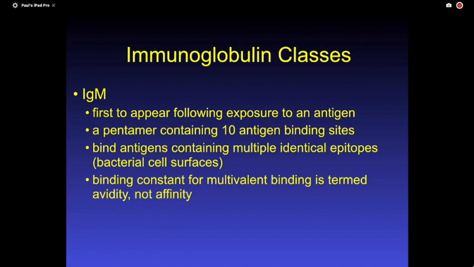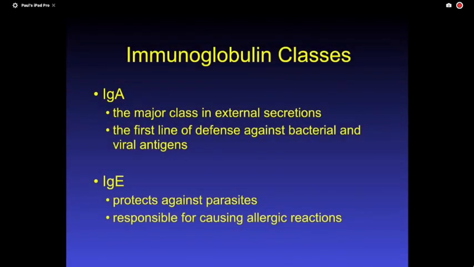Okay. The IgAs, major class of external secretions, so it's in your mucus. It's a first line of defense against bacterial and viral agents. IgE, a very small component, protects against parasites we know, and IgEs tend to be associated to allergic reactions.